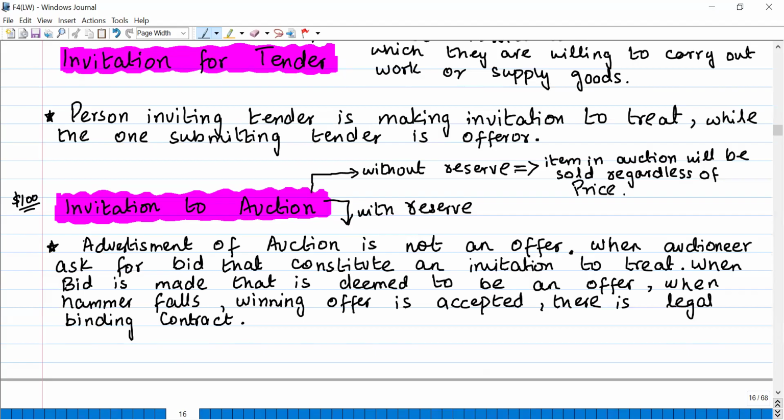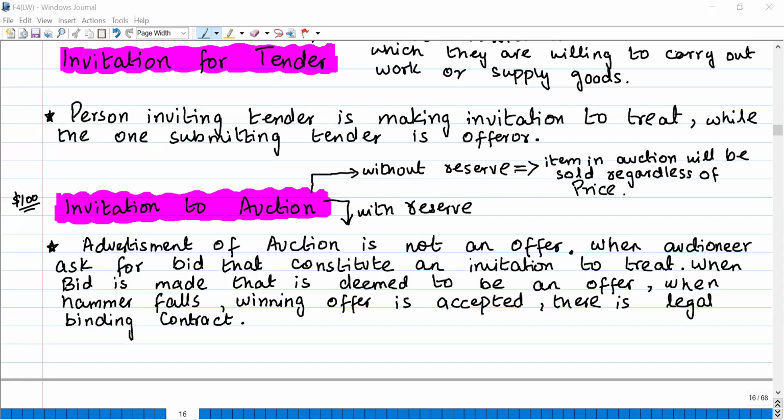But if it is with reserve means that you will set a reserve price. That for example, the minimum price that I will sell these goods for is $100. Okay. So if you do not get the $100, then maybe in that case, you don't sell those goods. So without reserve, you will sell the goods at any cost. Okay. In auction without reserve, you will sell the goods regardless of the price. But in auction with reserve, you will state a minimum reserve price, and if you are not getting that price, you can withdraw the goods from the auction. Okay.